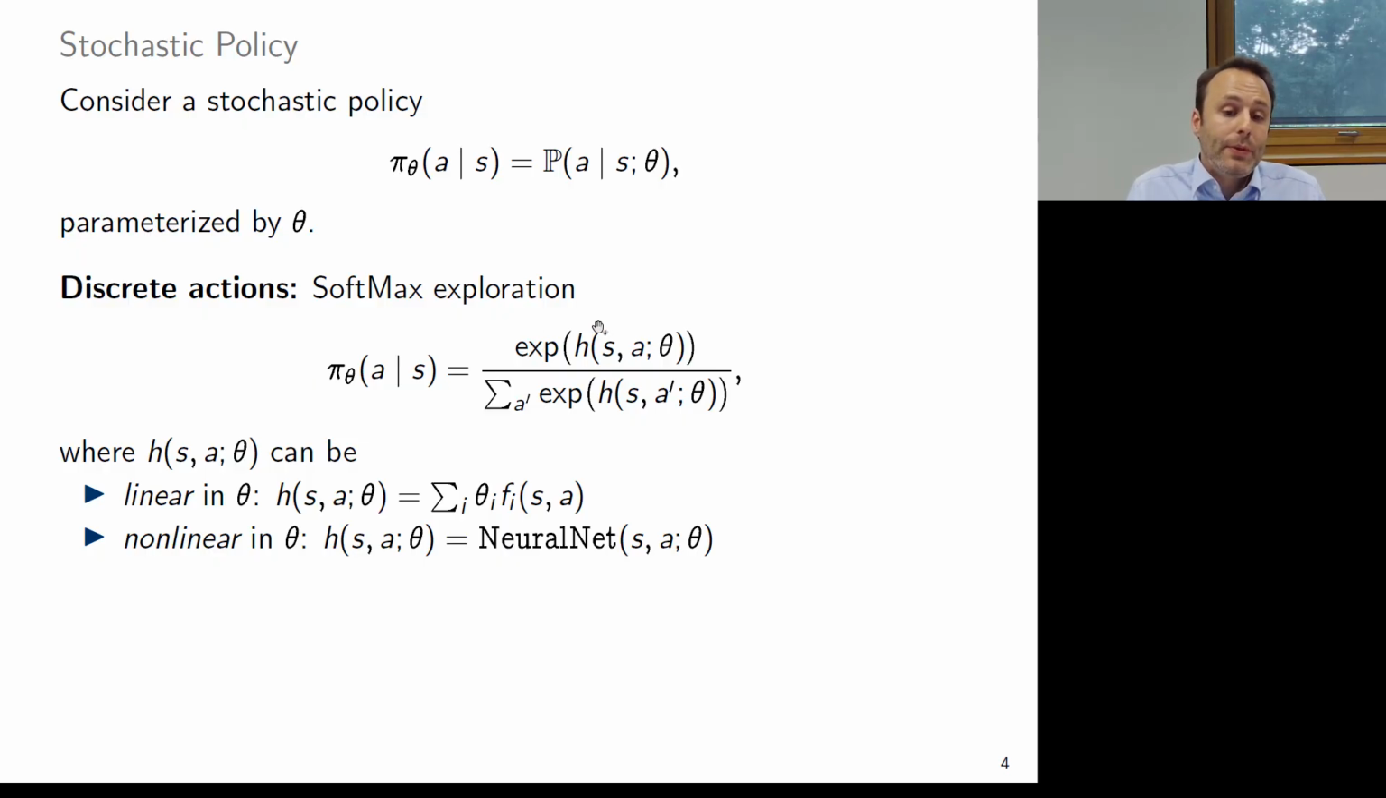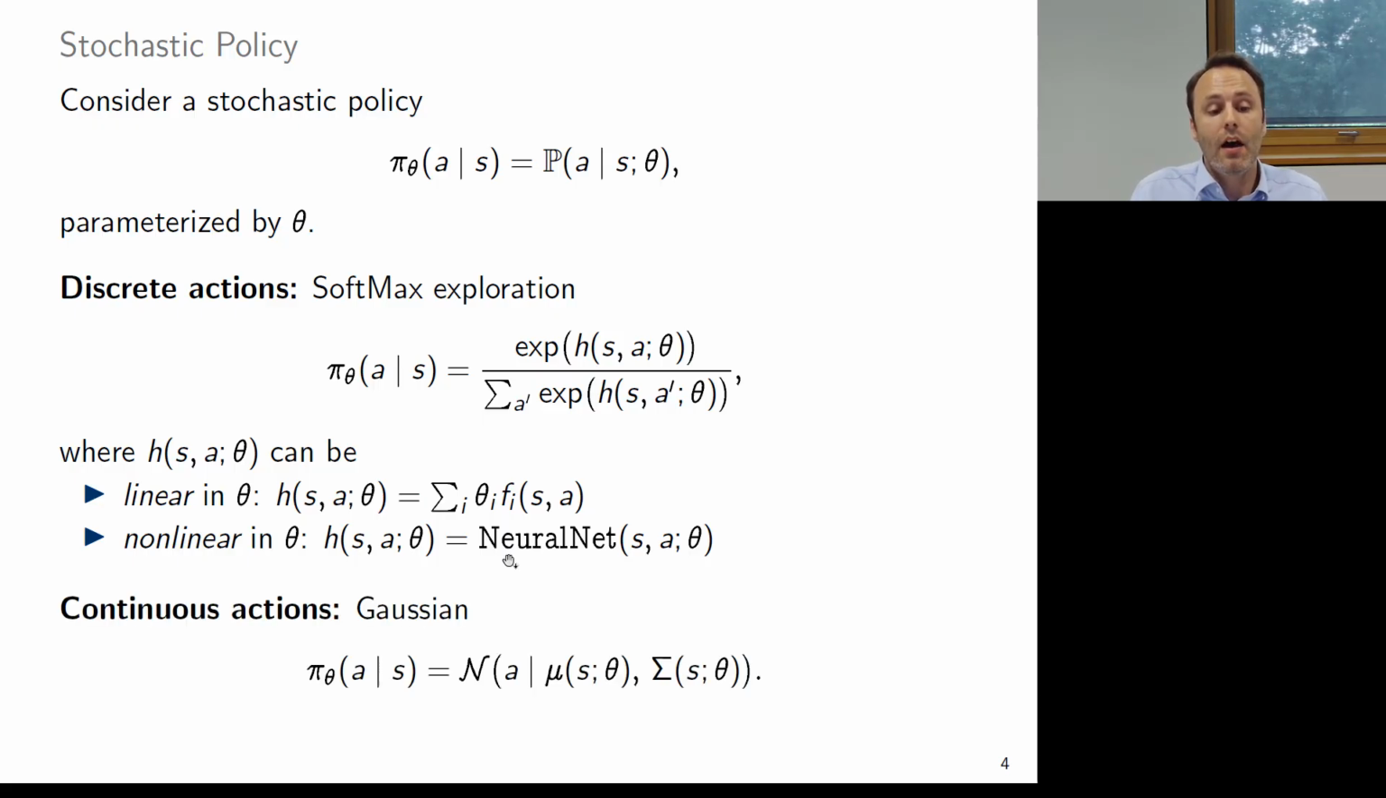Now, what we put inside could actually be a linear function. So, for example, this could be a basis function f of the state action pair multiplied by the thetas, but it could also be a nonlinear function of the state action pairs and the parameters. So, in this case, we have managed to get a continuous function out of discrete actions, but we could also have continuous actions in the first place.